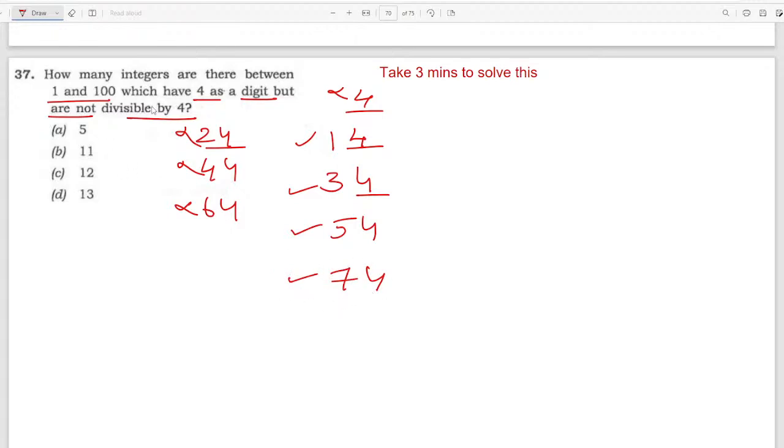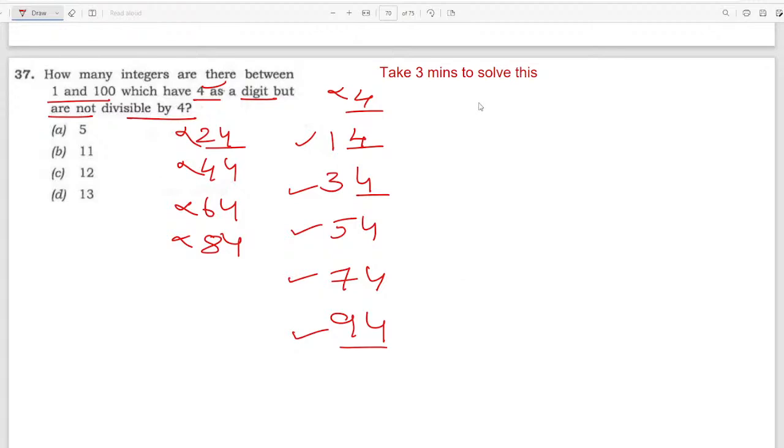So they are asking how many numbers there are which have 4 but are not divisible by 4. 74 and then 84. This is divisible by 4, so this is not included, so we'll not count it here. Then we have 94. That is not divisible by 4. So these numbers are there.